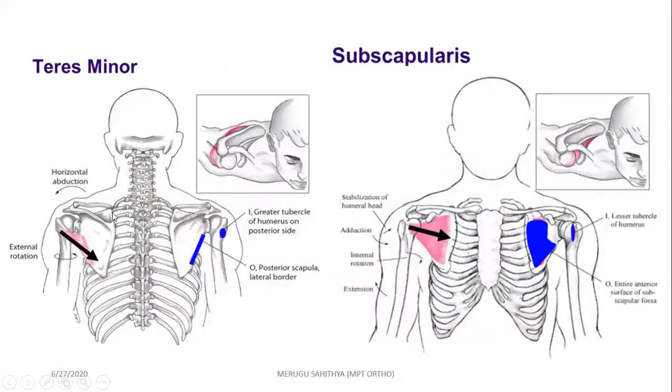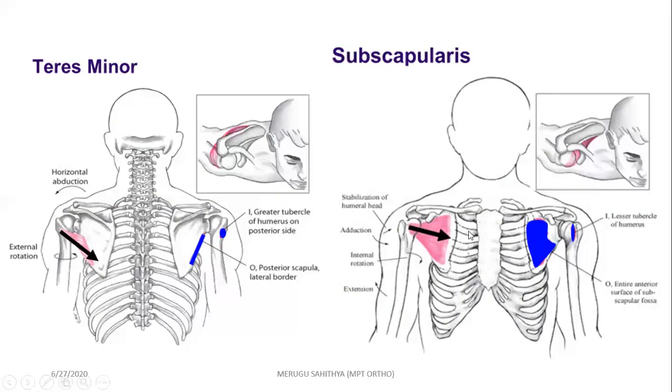Coming to the teres minor, the origin of the teres minor is on the posterior scapula lateral border, and it inserts into the greater tubercle of the humerus on the posterior side. It helps in the action of horizontal abduction and external rotation, but the direction is a little lower than the infraspinatus.